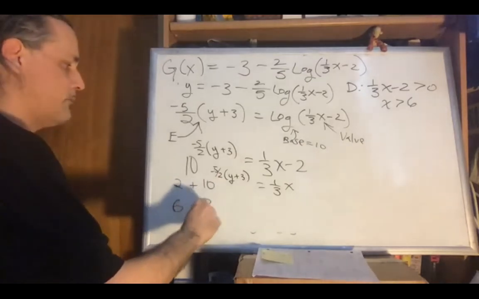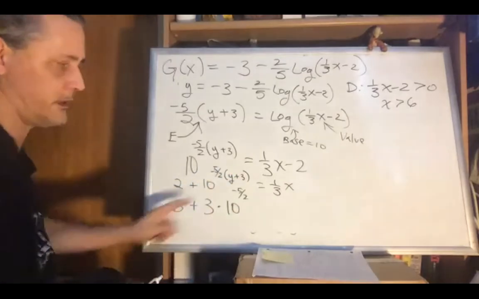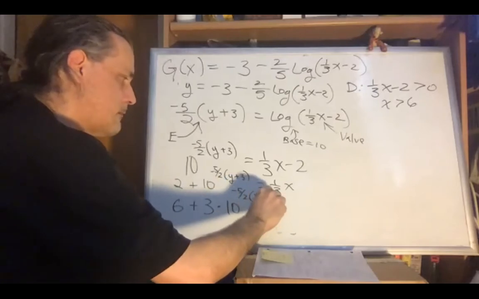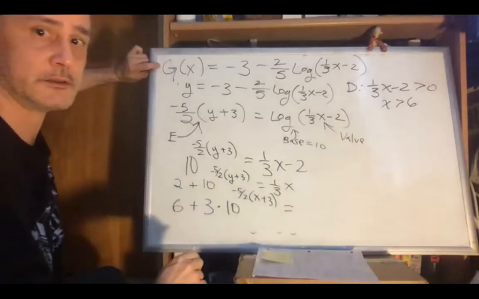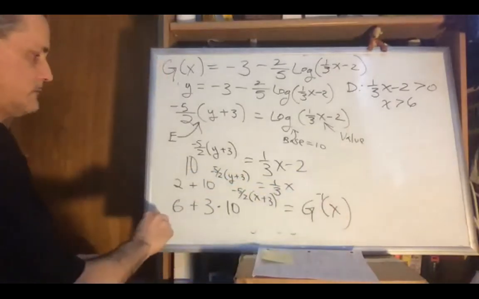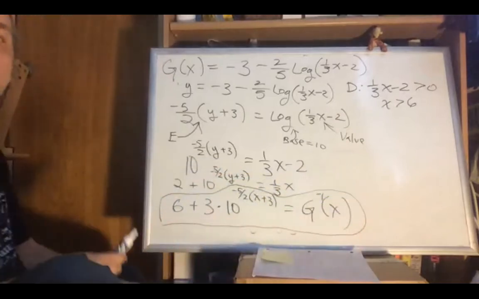This is going to become plus 3 times. Okay, and this is where I'm going to change the input variable to the x. And then now we have our function's inverse, so we use the function notation. Okay, so this would be the inverse.